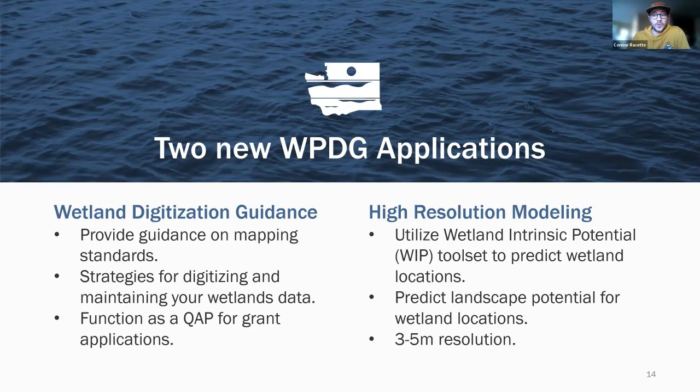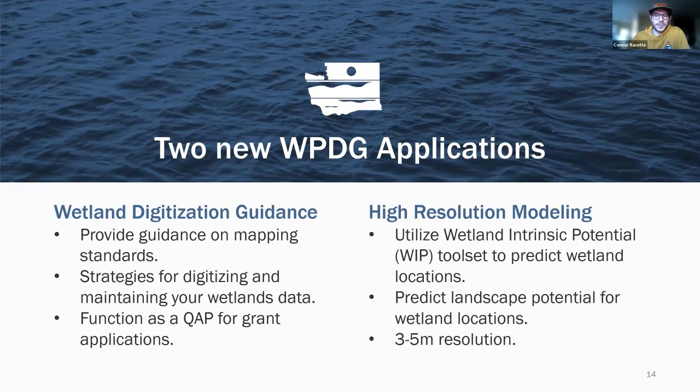The second grant proposes wetland intrinsic potential, or WIP for short, modeling statewide at a resolution of 3 to 5 meters. For those of you unfamiliar with this tool, it's your lucky day. Meghan Halabisky will be presenting next and give you a more in-depth explanation of this tool for you all.